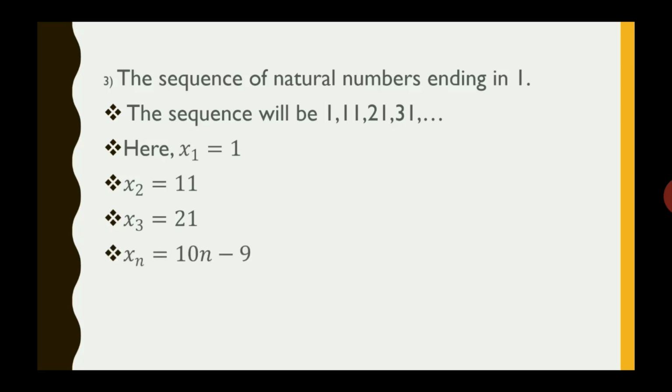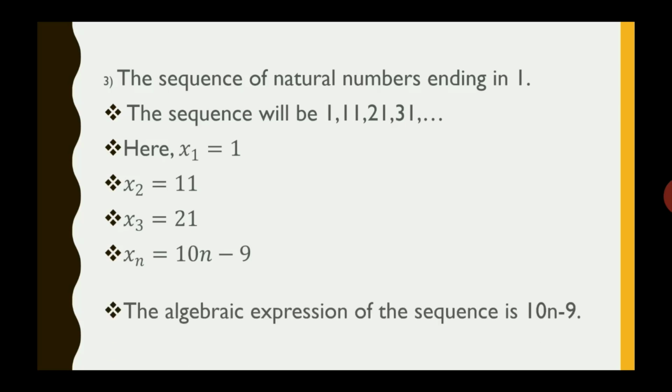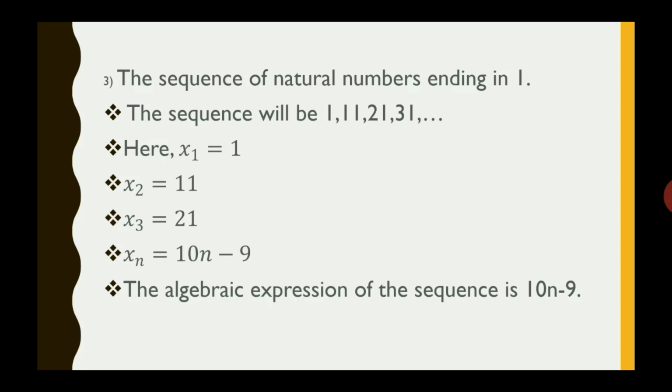That is, if we place 1 in the place of n, we will get 10 into 1 minus 9, that is 1. And if we place 2 in the place of n, we will get 10 into 2 minus 9, that is 11, and so on. So the algebraic expression of the sequence is 10n minus 9.